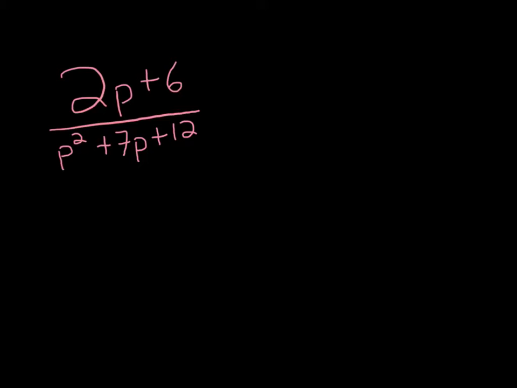So I'll rewrite this. I have a 2 on the outside. That'll leave me with a p. And then if I factor a 2 out of the 6, that leaves me with 3 on the inside. P plus 3.